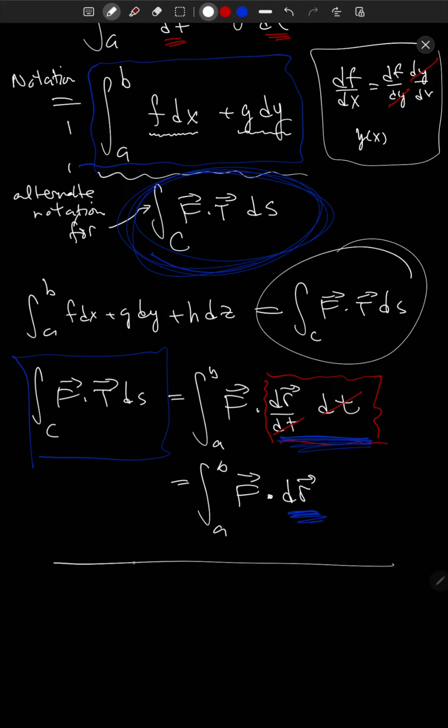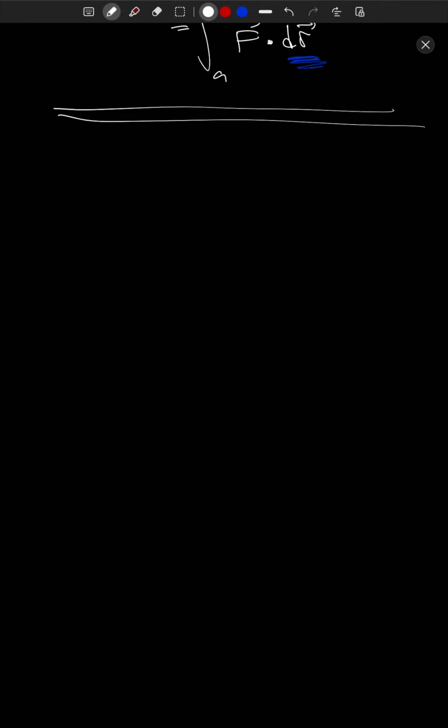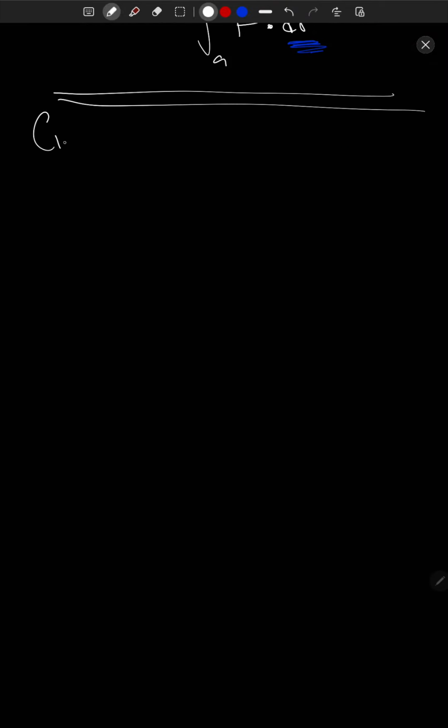Okay, so that is integration of vector fields. Next, we're going to talk about two particular kinds of this integration on a vector field that we will be really interested in from now to the end of the class, actually. So this would be circulation and flux.